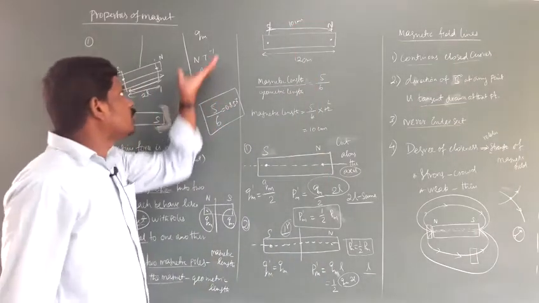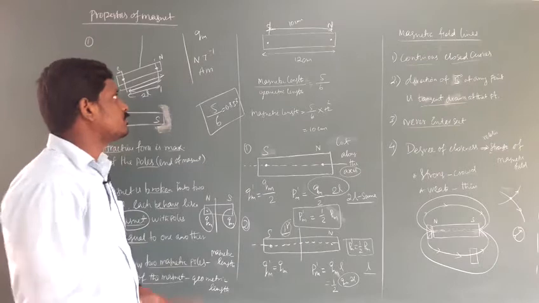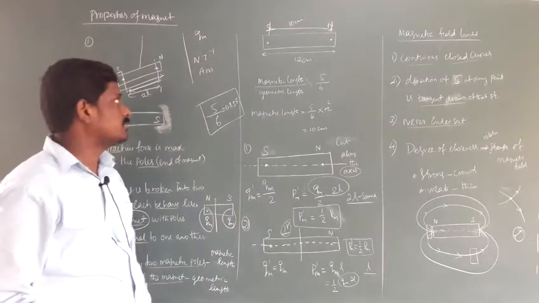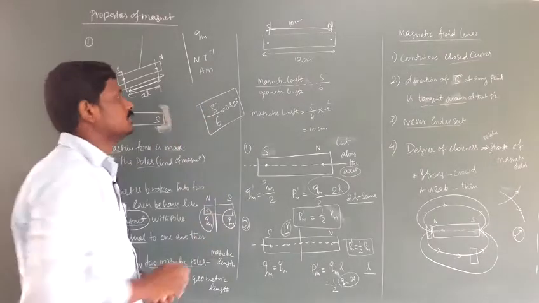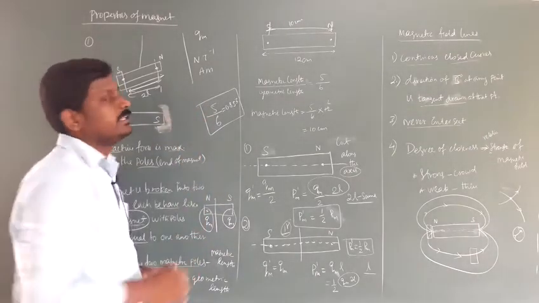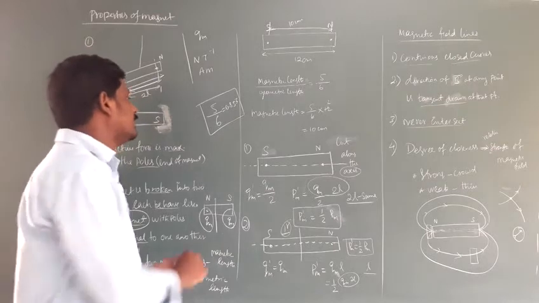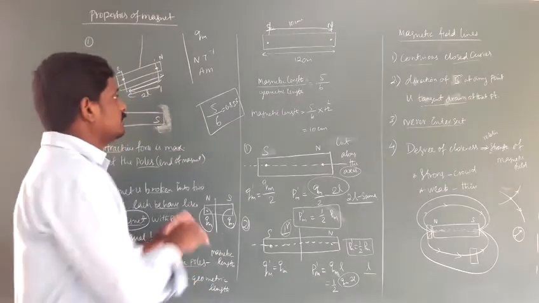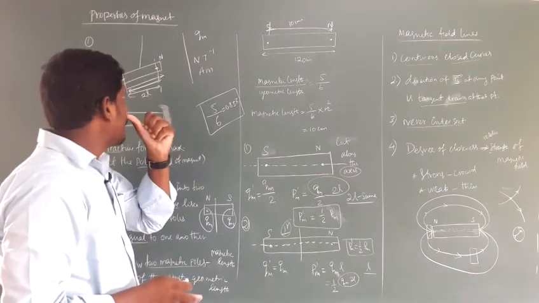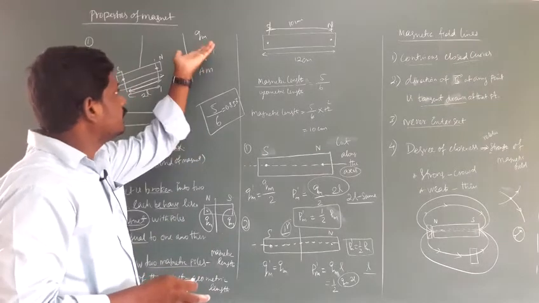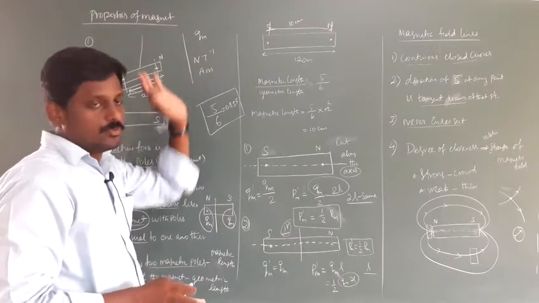Then, what is the unit of pole strength? That is Newton per Tesla or ampere meter. The pole strength depends upon the nature of the material of the magnet and the area of cross section. Then the state of magnetization. These are the things we need to observe for pole strength.